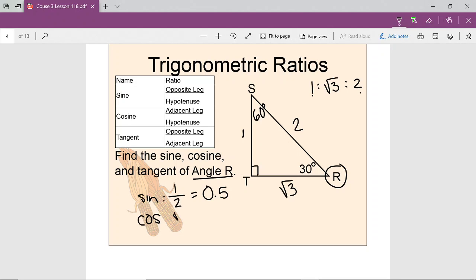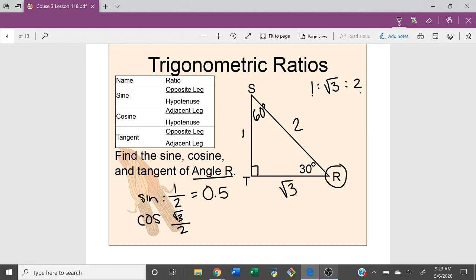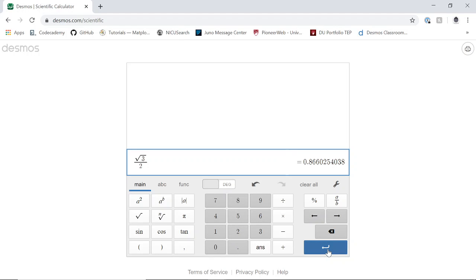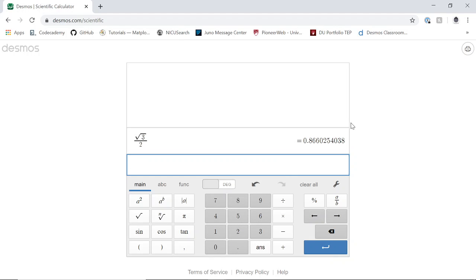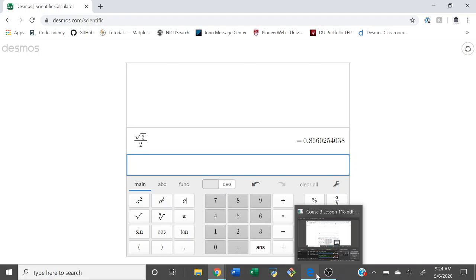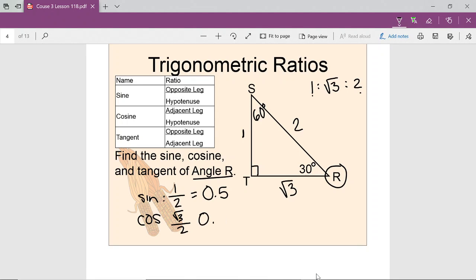Cosine is adjacent, so √3 over the hypotenuse of 2. And we can use a calculator to figure out what that is as a decimal. So let's do that really quick. √3 divided by 2. So I would say the square root of 3, and then divide it by 2. Okay, so √3 divided by 2 is 0.866. So let's go ahead and put that down. 0.866.